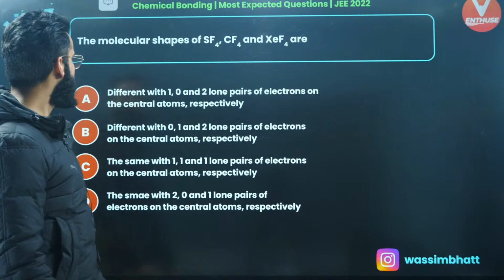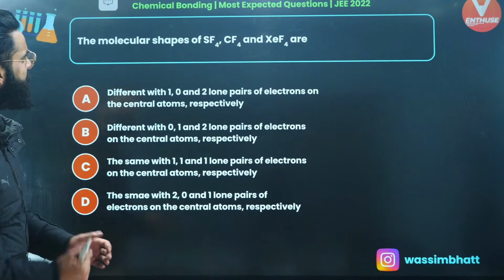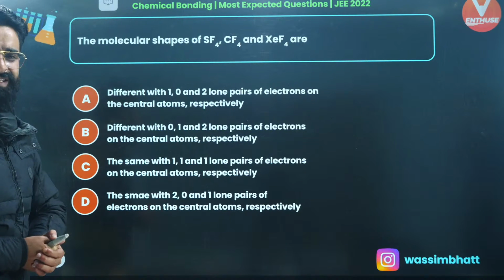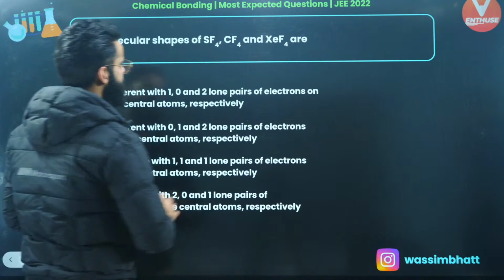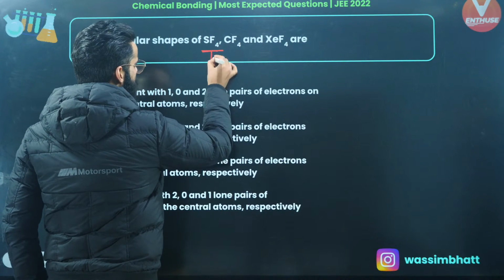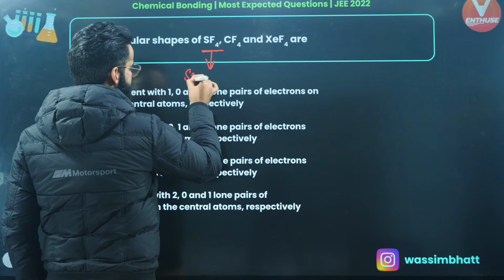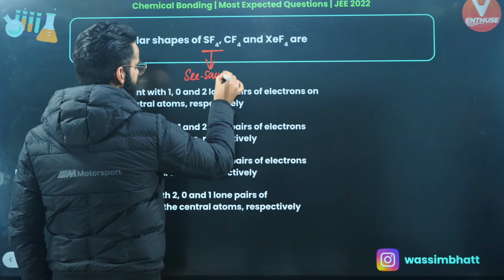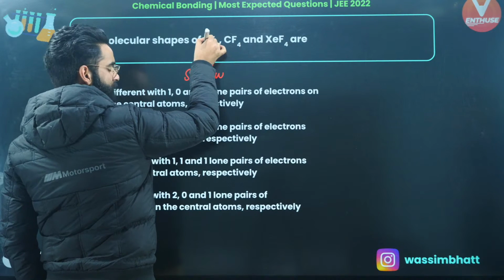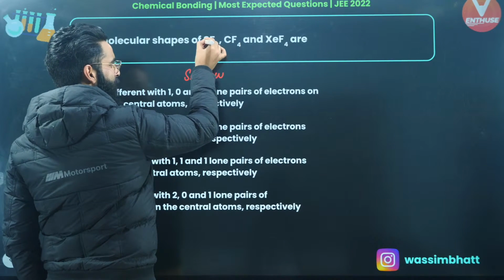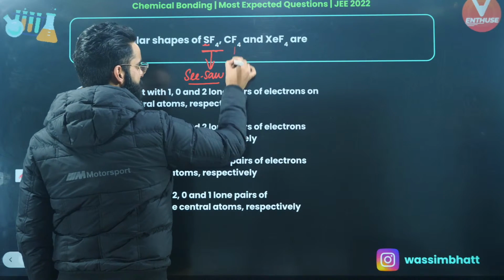Look at this particular one. The molecular shape of SF4, CF4 and XeF4 are different or same? Different or same? SF4, it's a very common molecule, right? It has got the seesaw shape, you guys must be knowing, right? Because it has got 4 sigma bonds and 1 lone pair on sulfur. It is of the type AB4L1. It has got seesaw shape.